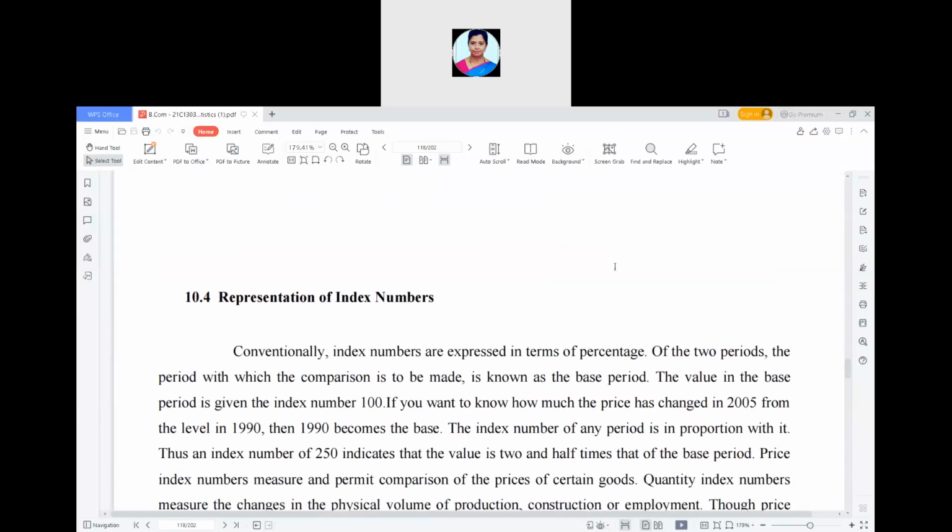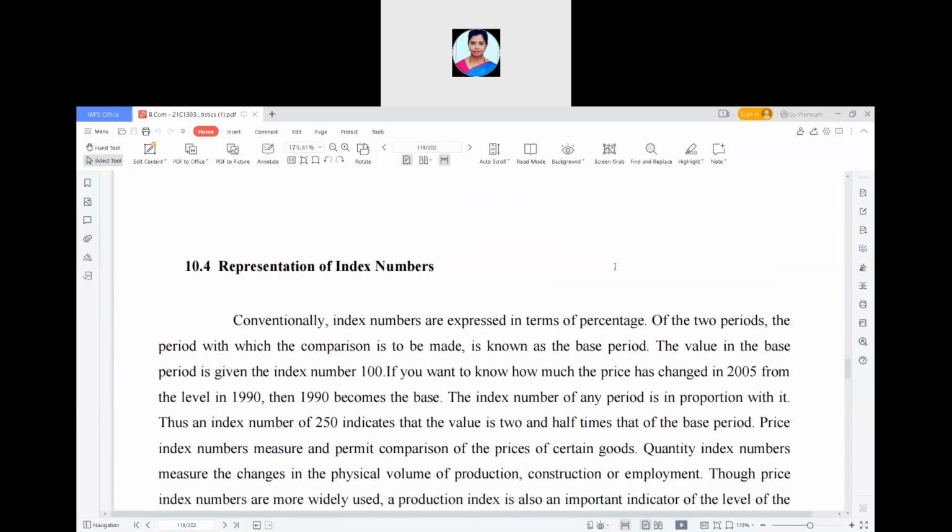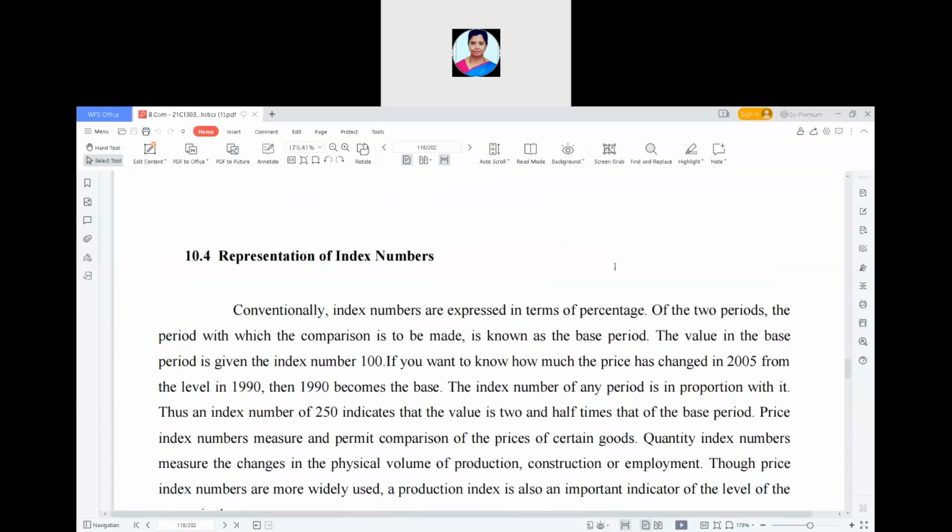So, the representation of index numbers under this topic, how we are going to represent the index numbers. Before that, we are going to see how we are going to select the base period. What do you mean by base period? The base period of index number is the period against which comparisons are made. It may be a year or month or a day.